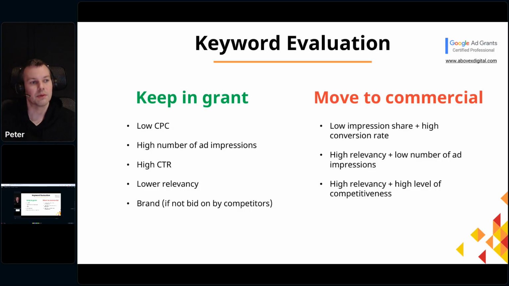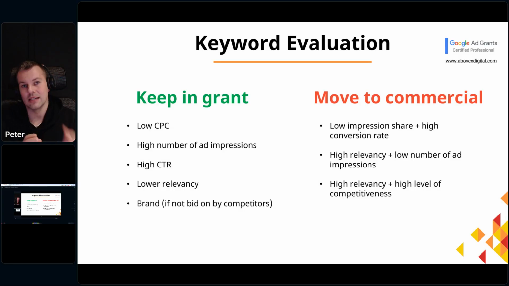Okay. Keywords that should be moved into the commercial account are keywords that perform very well in terms of conversion rates, but have low impression share. Impression share basically means that out of all impressions, which are essentially the number of times people search for the keyword, how many of those times your ad appears either on the very top or within the top part of Google search results.